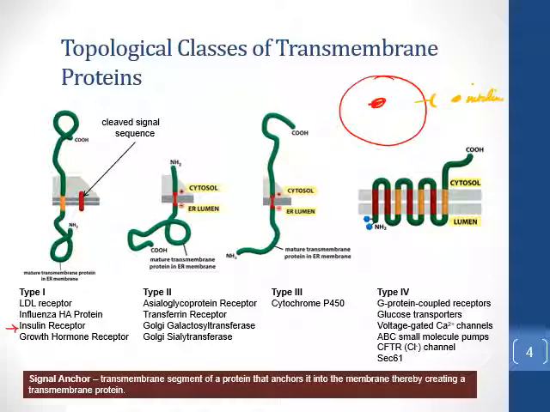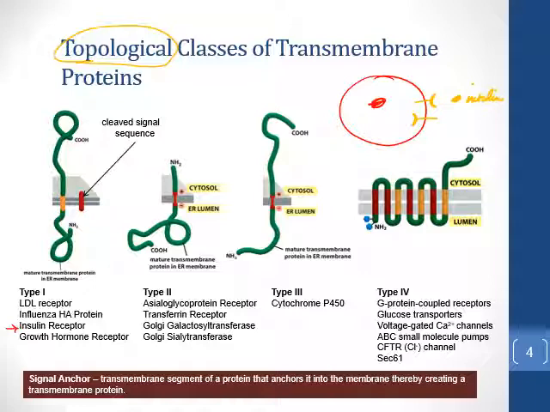If this insulin receptor was oriented like this, it obviously wouldn't work because the binding site for insulin would be on the wrong side of the membrane. So you've got to get that protein oriented into the membrane in the right way. And again, this event of getting the protein oriented in the membrane in the right way is going to take place in the ER. The orientation of the protein in the membrane is referred to as its topology. And so there are several different topological classes of transmembrane proteins.